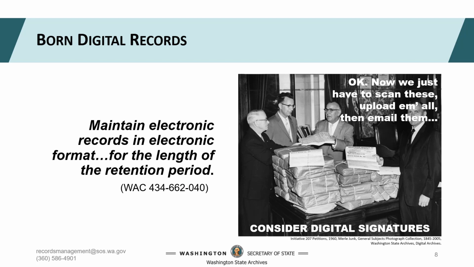As I mentioned earlier in the presentation, a record's digital or physical format is not going to determine whether it's a public record, but it can determine how to retain the records. The Washington Administrative Code, or WAC, establishes that electronic records must be retained in electronic format. What this means is that printing and retaining a copy of a born digital record will not be an acceptable substitute. If you have a website or email record, you can't print out a copy for retention purposes.